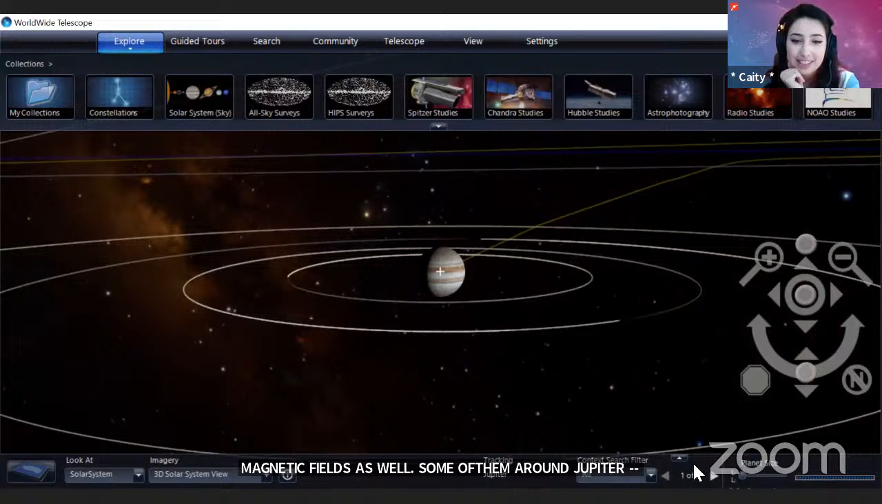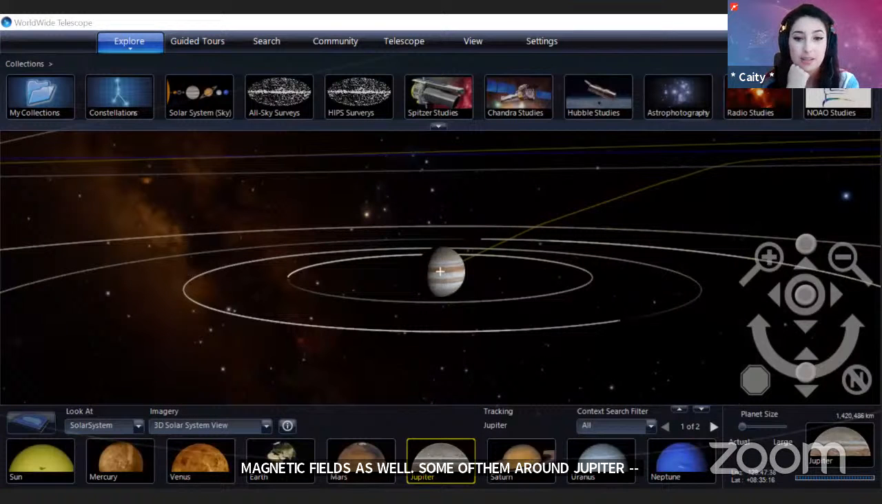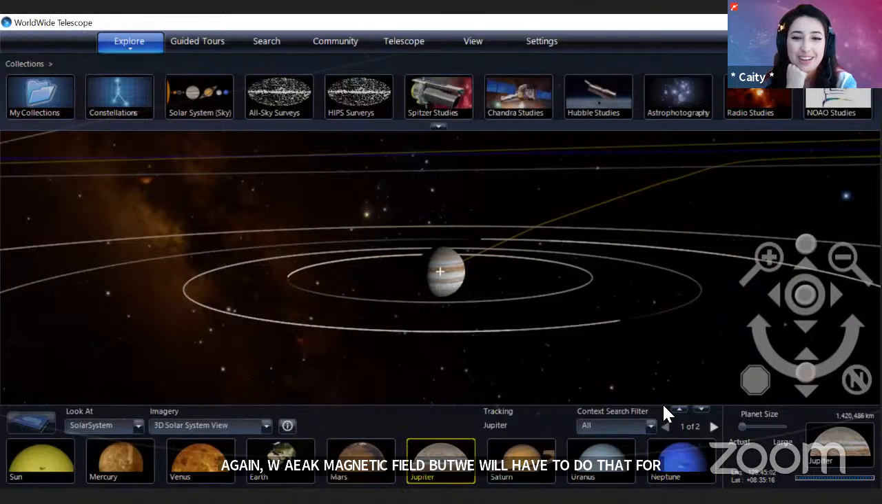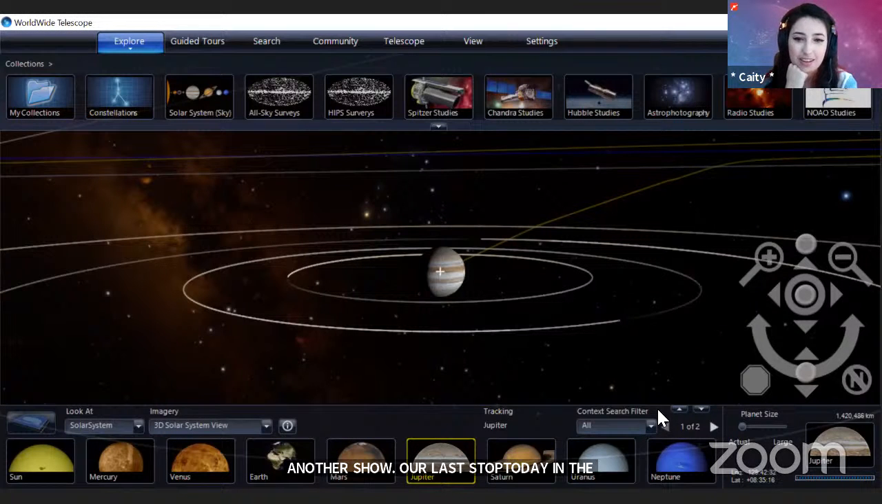All right, so our last stop today in the solar system is going to be to either Uranus or Neptune. So if you have a preference, go ahead and type it into the chat if you want to see one over the other. They're very similar, so it's easy to talk about them at the same time.